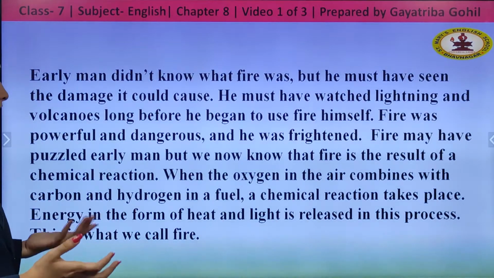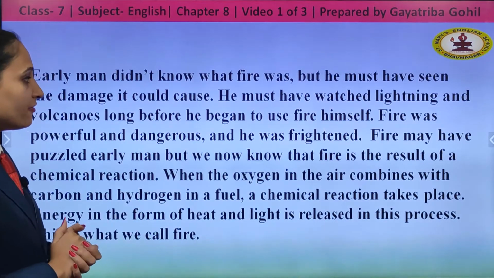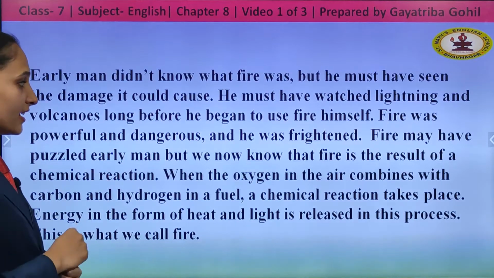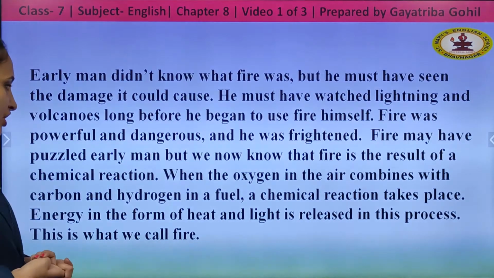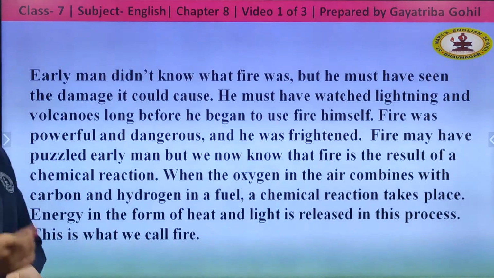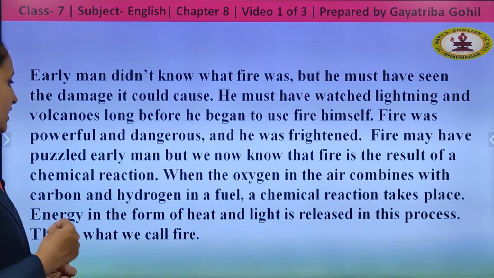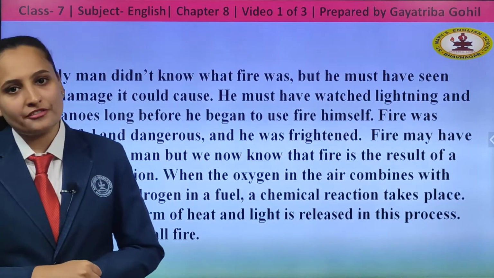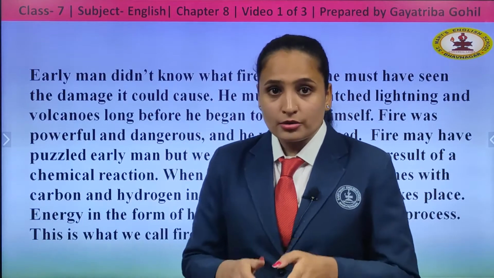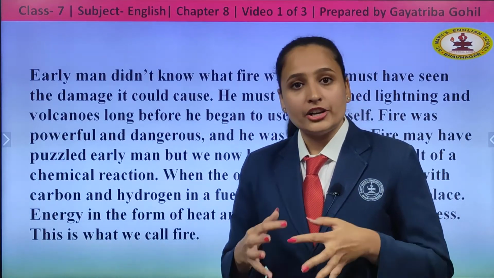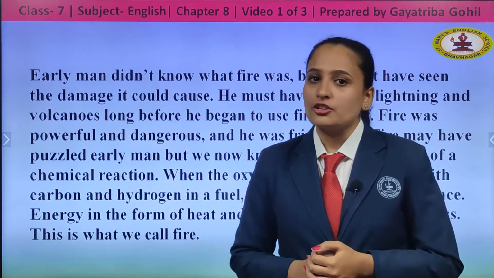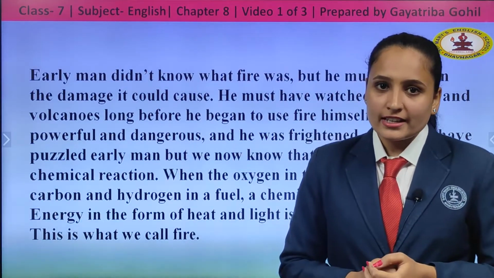Fire may have puzzled early men, but we now know that fire is the result of a chemical reaction. When the oxygen in the air combines with carbon and hydrogen in a fuel, a chemical reaction takes place. Energy in the form of heat and light is released in this process. This is what we call fire. So in earlier times, men did not know what fire was. But today, we educated people do know what fire is, how it is created, and in what ways we can use it. So how is fire created, children?